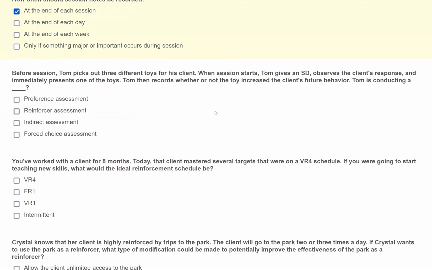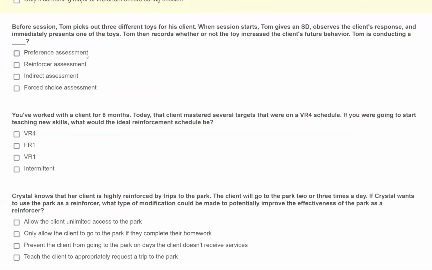Before session, Tom picks out 3 different toys for his client. When session starts, Tom gives an SD, observes the client's response, and immediately presents one of the toys. Tom then records whether or not the toy increased the client's future behavior. Tom is conducting a what? Dead giveaway here is Tom recording whether or not the toy increased the client's future behavior.